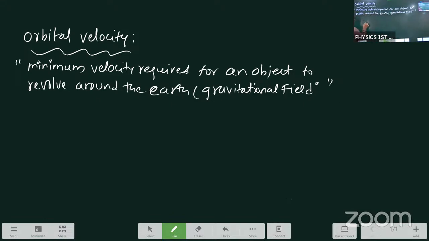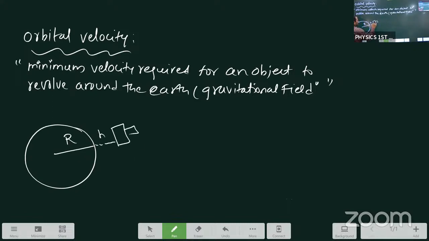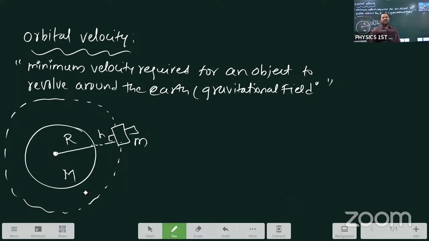Now, this is the diagram. R is the radius of the Earth, and from the Earth's surface, small h is the height. One object revolving in a circular orbit. R is the radius of the Earth, small m is the mass of the object, and capital M is the mass of the Earth. The object revolves in a circular orbit with speed or velocity VO. One particle moving in a circular path means two types of forces arise.